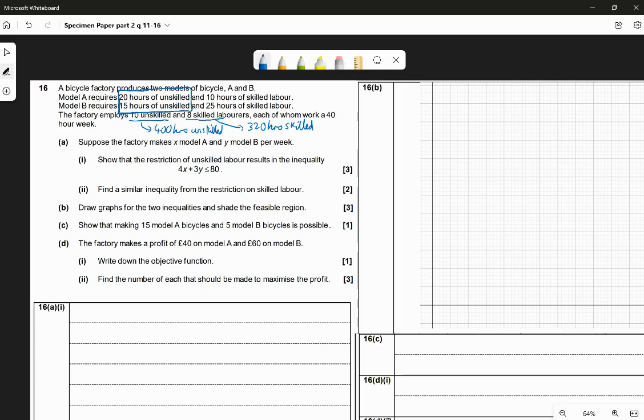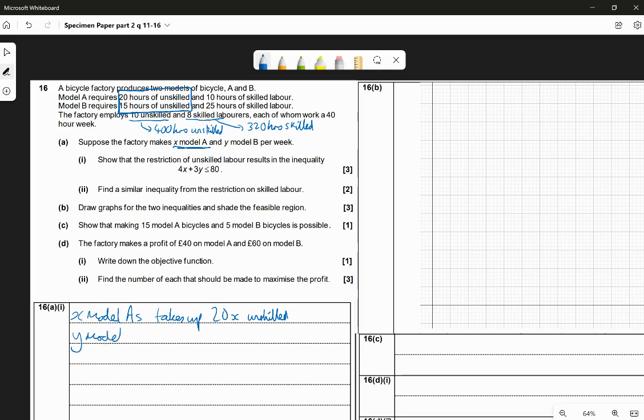I know that if I made one model A bicycle, that would require 20 hours of unskilled labor and 10 hours of skilled labor. If I had 2 model A's, that would be 40 hours of unskilled, 20 hours of skilled. If I had x model A's, that takes up x lots of 20, so 20x unskilled, and 10x skilled. But I'm focusing on the unskilled for the moment.